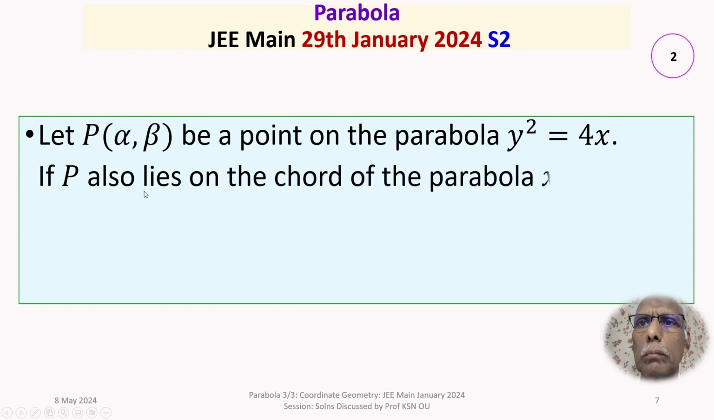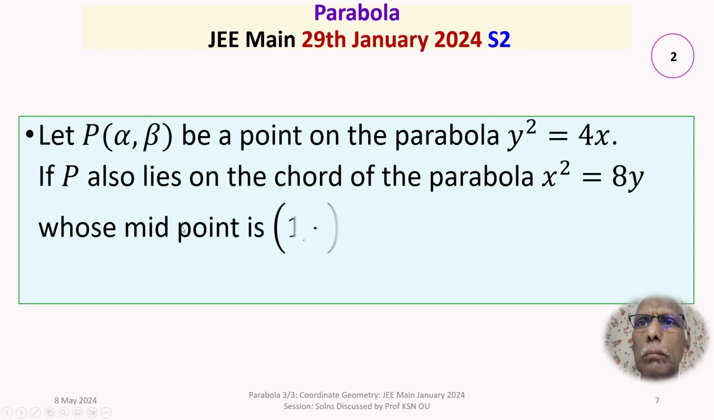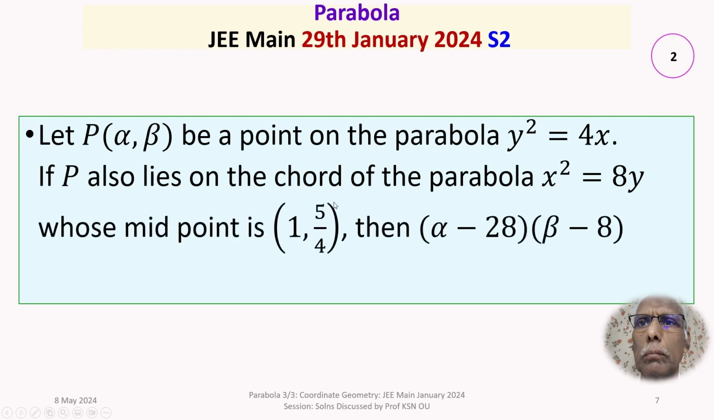If P also lies on the chord of the parabola x square is equal to 8y, whose midpoint is (1, 5/4), then alpha minus 28 multiplied by beta minus 8 is equal to.